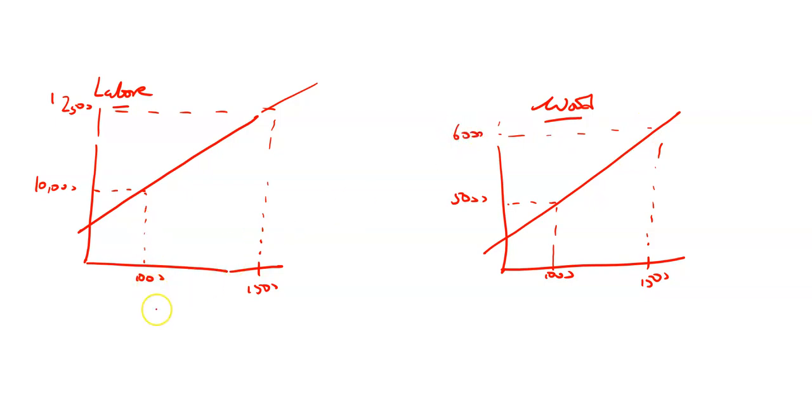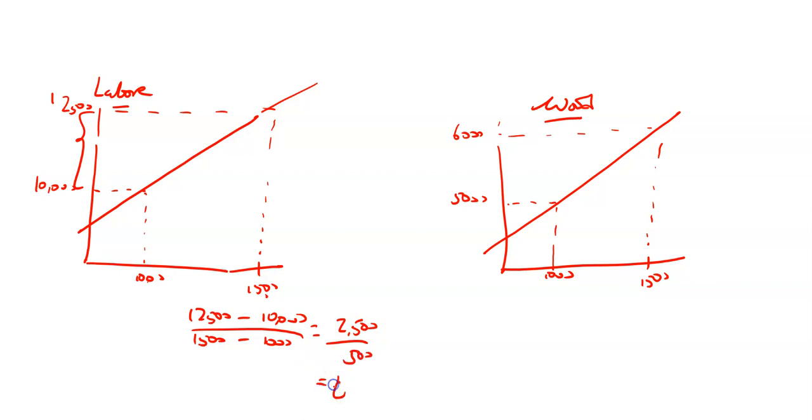Okay, great. So what am I doing here? If I'm finding the variable cost, first of all, what is variable cost? Well, variable cost is 12,500 minus 10,000 divided by 1,500 minus 1,000, which is 2,500 divided by 500, which is equal to £5. So I know what the variable cost is.